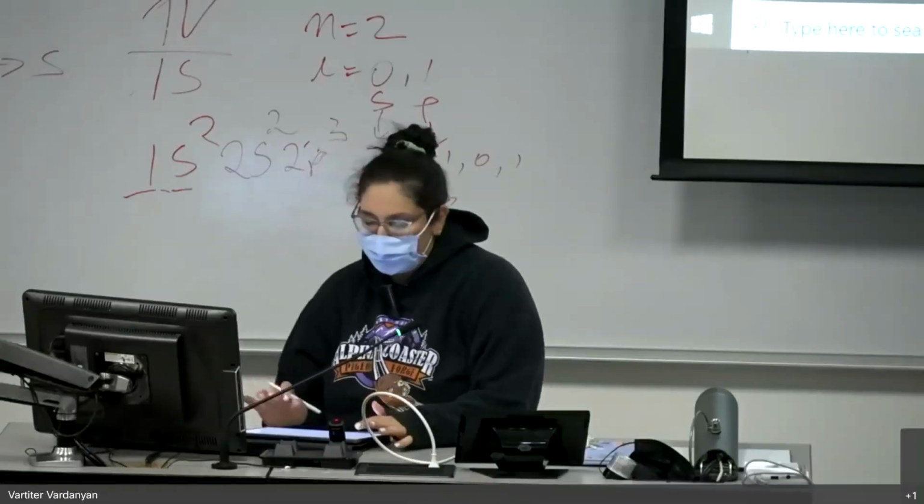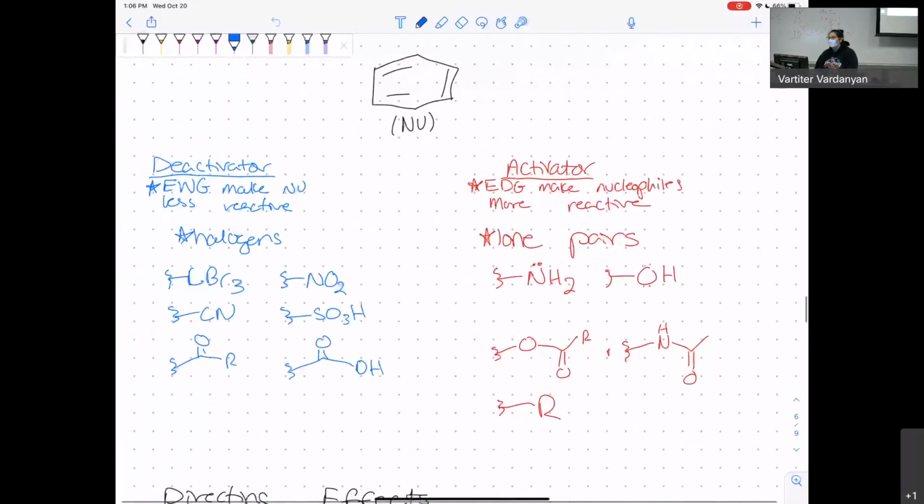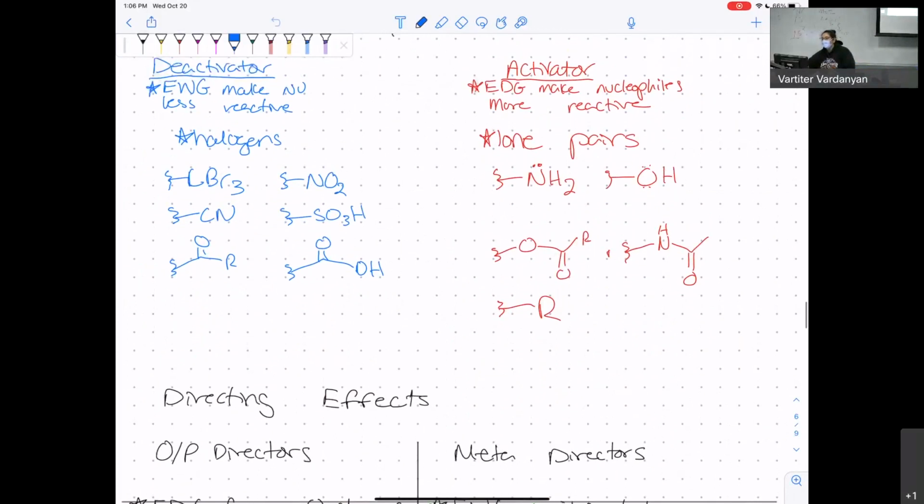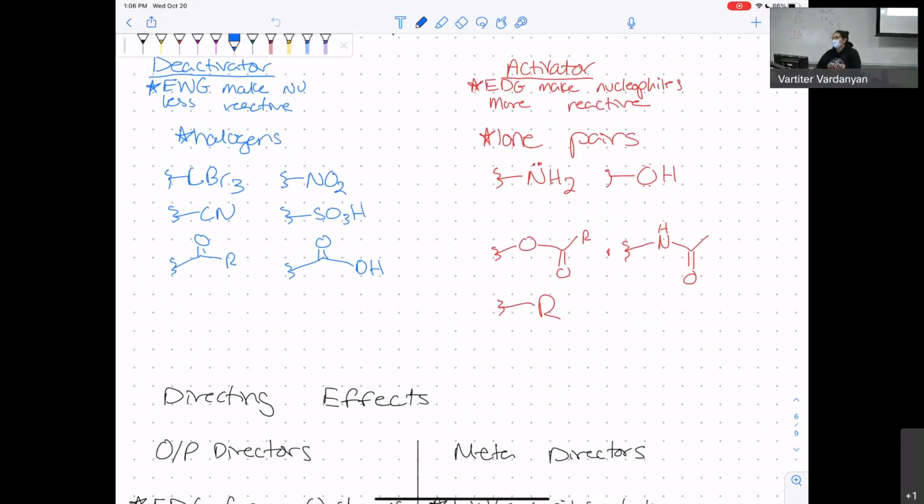So today, let's really quickly review what we talked about last time. First things first, we talked about the difference between a deactivator versus an activator. So an activator just makes the benzene ring more nucleophilic, whereas the deactivator makes the benzene ring less nucleophilic. And we talked about how activators are electron donating groups and deactivators are electron withdrawing groups.